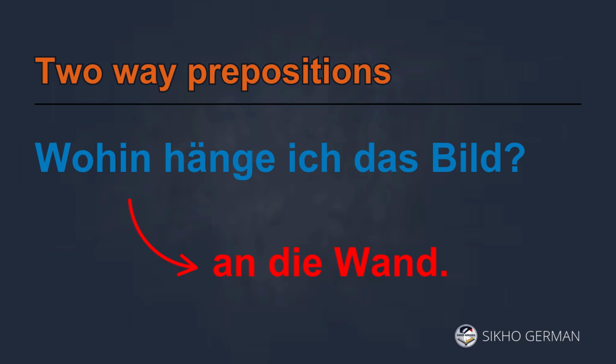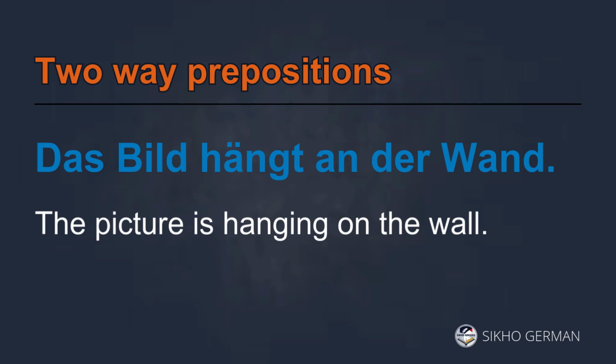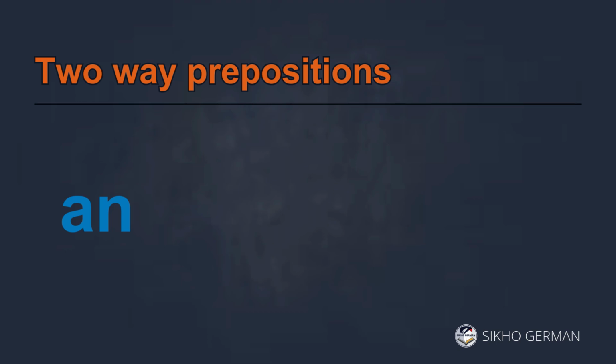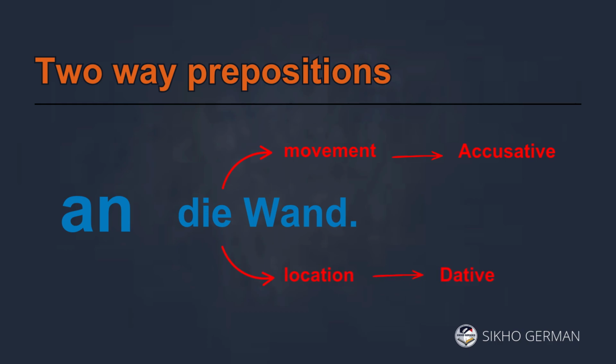This shows direction. Das Bild hängt an der Wand. The picture is hanging on the wall. This uses dative because there's no movement. The picture is already there, just existing on the wall. Ask yourself, wo hängt das Bild? Where is the picture? Answer, an der Wand, on the wall. The feminine article changes from die to der in dative. This shows static location. See the difference? Same preposition, an, same place, the wall, but different cases based on movement versus location.